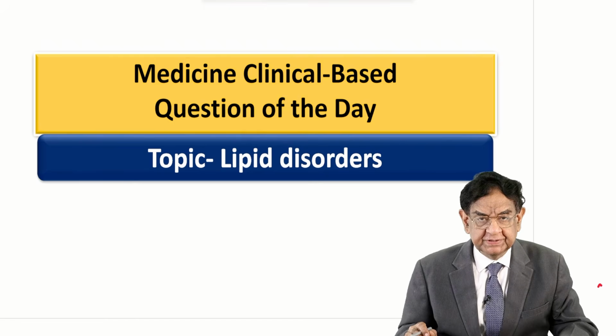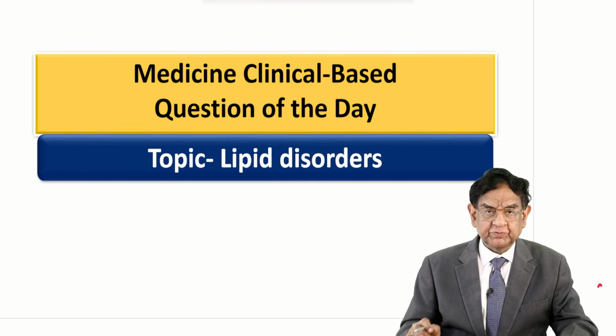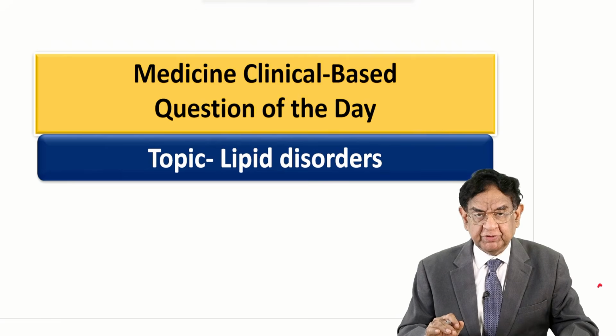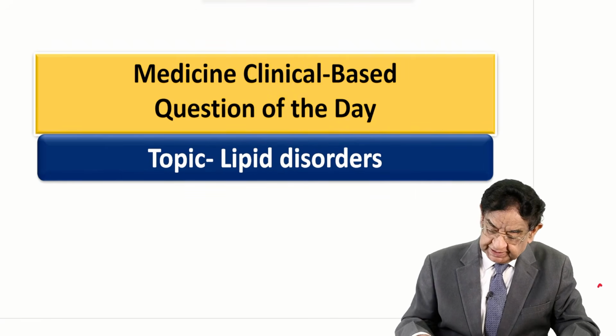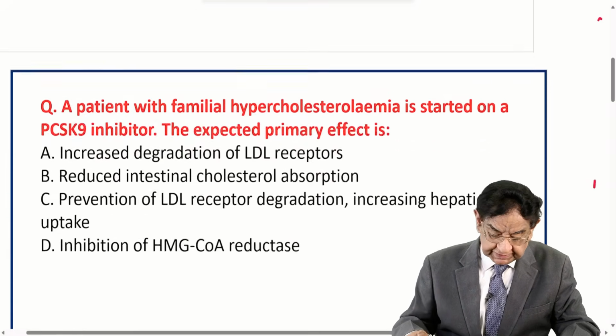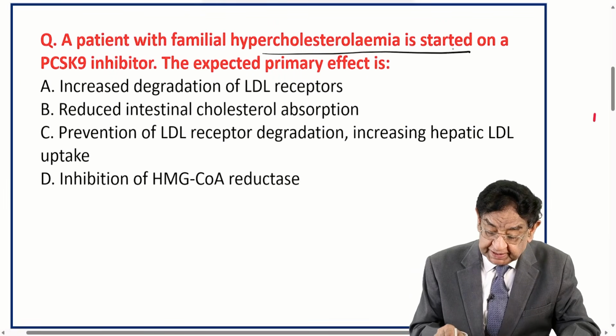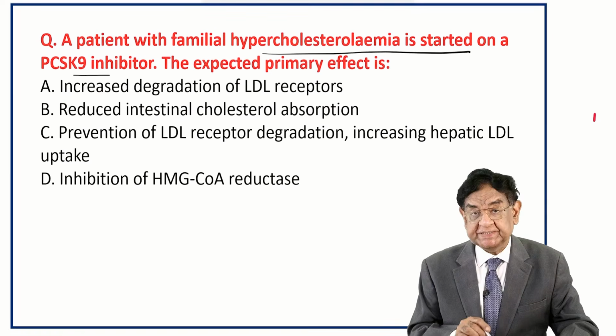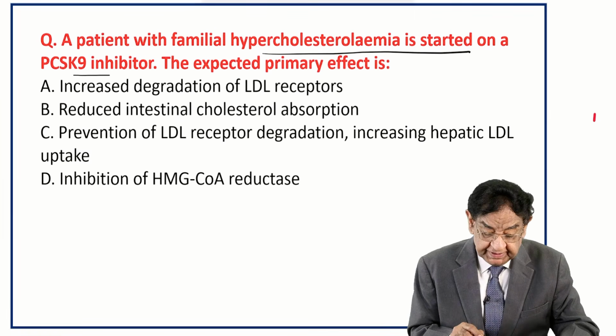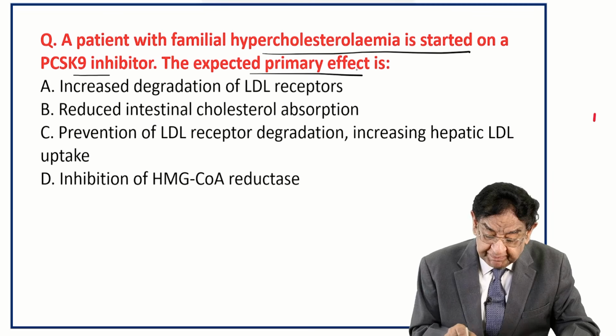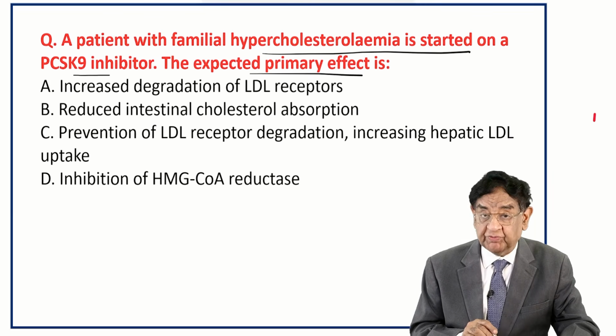Hello friends, in today's clinical based question, I'll be taking a question on lipid disorders. The question is like this. A patient with familial hypercholesterolemia is started on a PCSK9 inhibitor. The expected primary effect is which of the following.